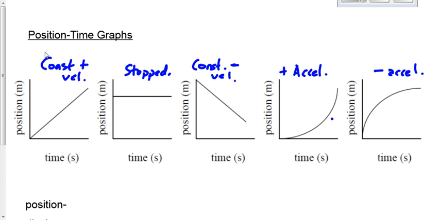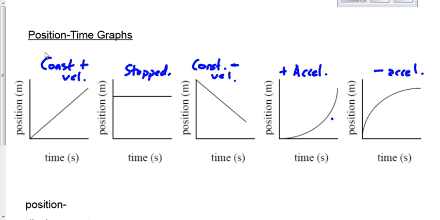So a straight line means constant or uniform. On a position time graph, that's constant or uniform velocity. If it's a curved line, it means not constant, not uniform. In this case, it's not uniform or not constant velocity, which means it must be accelerating, either a positive or a negative acceleration. You guys remember how to find the position on any of these graphs?